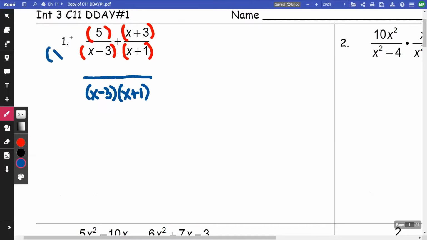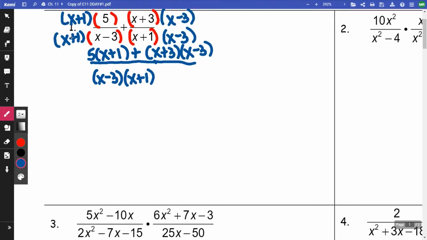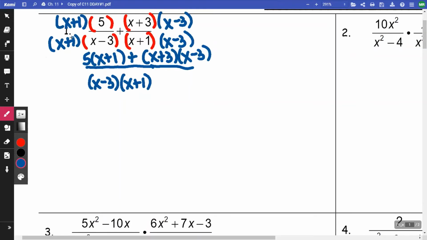So on this side, I'm going to multiply by an x plus 1 on top and bottom. On this one, I'm going to multiply by an x minus 3 on top and bottom. So I'm going to end up having 5 times the quantity x plus 1 plus the quantity x plus 3 times the quantity x minus 3. And I'm going to be working that out.